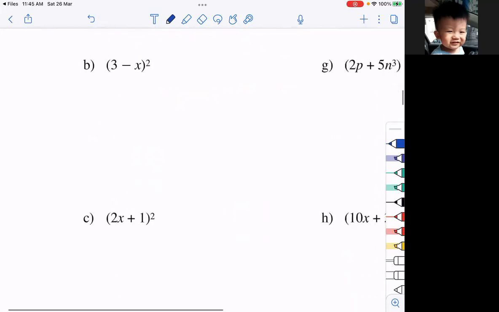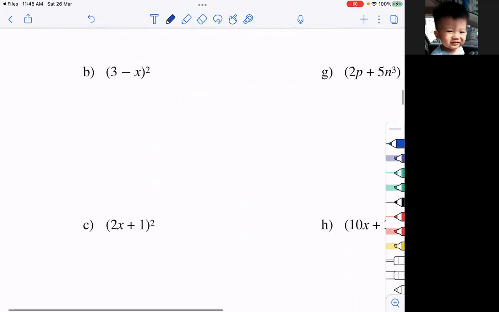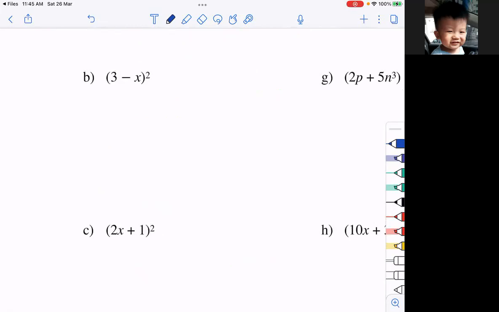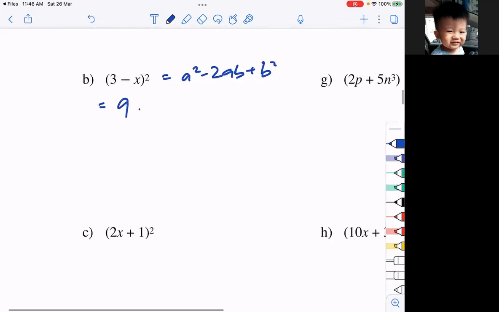Now we go a bit faster. B reminds us of which formula? Second formula. The formula says this should become a squared minus 2ab plus b squared. You can copy that from the front. What is a squared in this case? 3 squared, which next time we can do mentally. What's 3 squared? 9. Then I must copy the sign. It's minus, so I put minus.